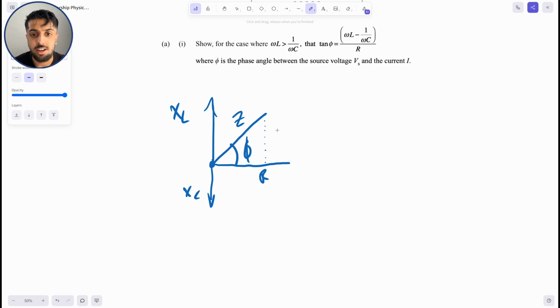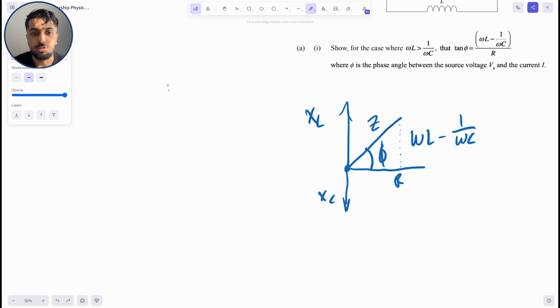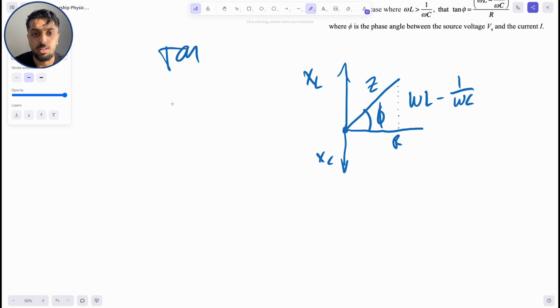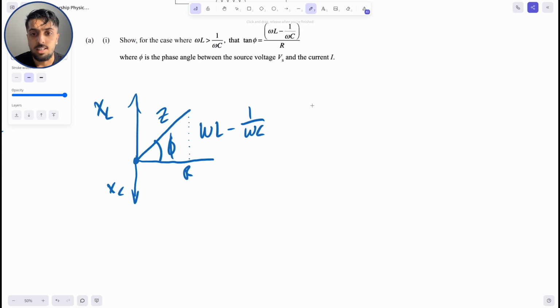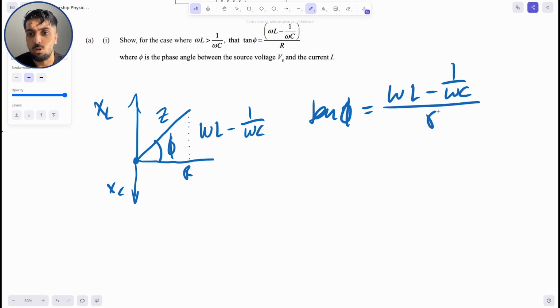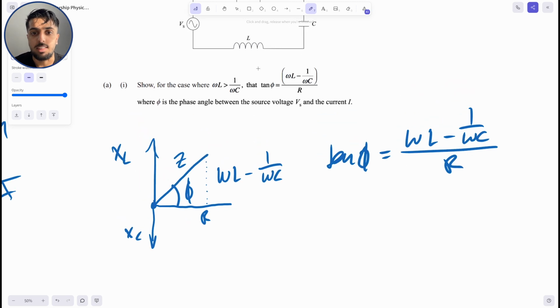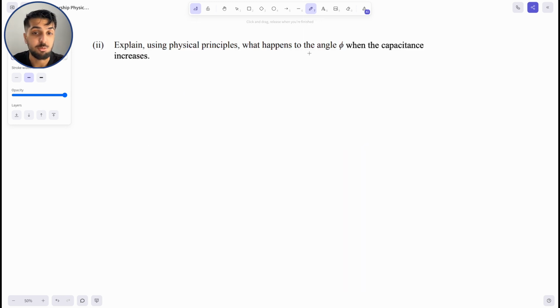This dotted line right here is our omega L minus 1 over omega C, and therefore due to our tan relationship, where this is the opposite over the adjacent, we can see that tan phi is equal to omega L minus 1 over omega C, all over R. And there we have the equation that we're looking for. Explain using physical principles what happens to the angle phi when the capacitance increases.